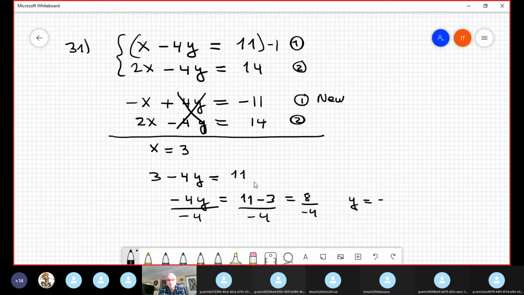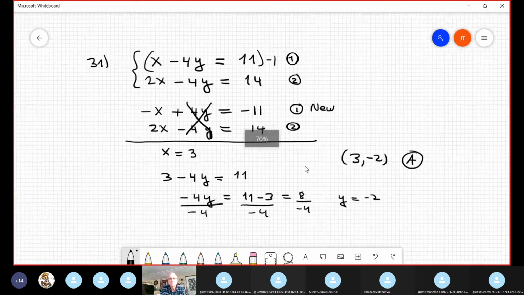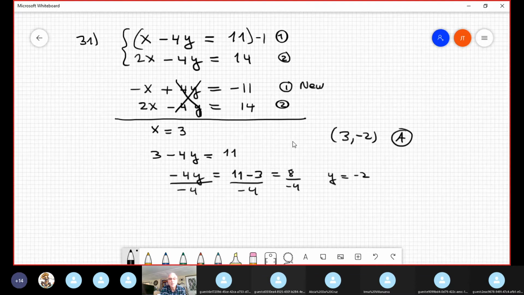Y is equal -2. And the answer is 3, -2, no? Like option A. Any questions? Do you like substitution or elimination? No problem.